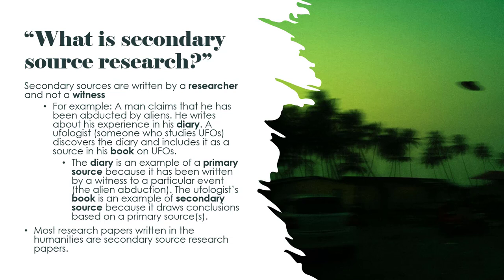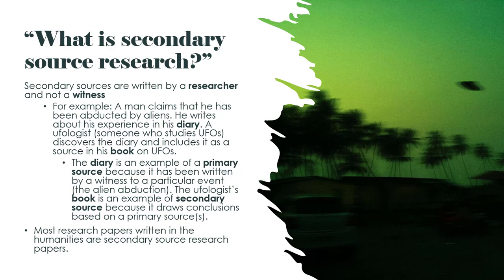In this example, the diary is an example of a primary source because it is written by an eyewitness about a particular event. On the other hand, the ufologist's book is an example of a secondary source because it draws conclusions based on a primary source. So you can see there's a kind of hierarchy in the research process here. Secondary sources are built from primary sources.